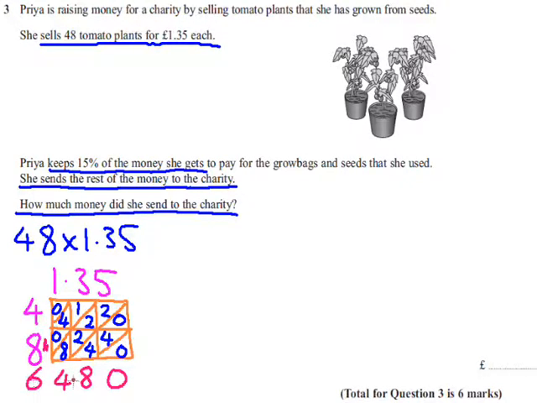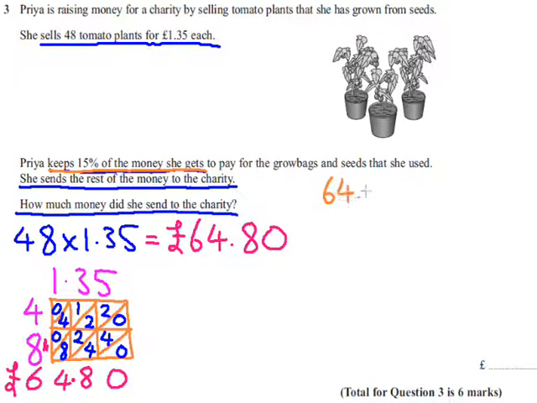Okay, so whichever way you choose to multiply it is fine, providing you've got a good method of doing it. So 48 times £1.35 is £64.80. So that's how much money she took in. Now she keeps 15%. She keeps 15%. So she actually gives 85% to charity. So we're going to find 15% of the money she took.